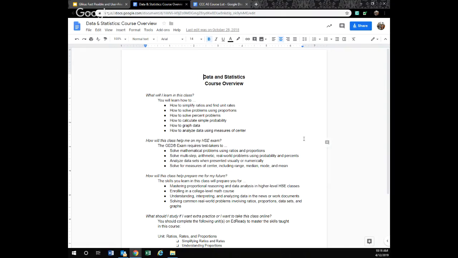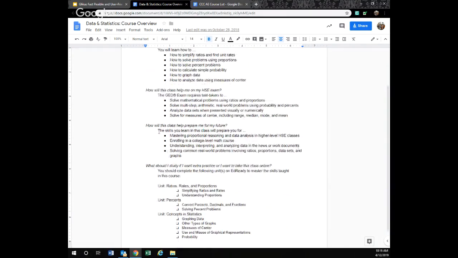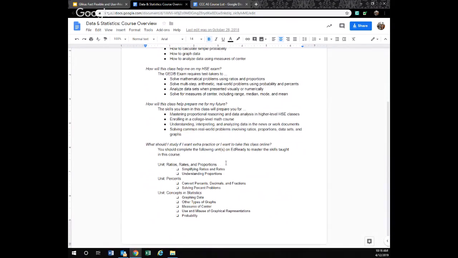We use the GED exam most frequently here. And then we also tell them how it will help them later on in life, in college or in a job situation. And then at the bottom, it really shows how those EdReady components, those EdReady units, tie into class. This handout we also use because we rotate through the sessions.